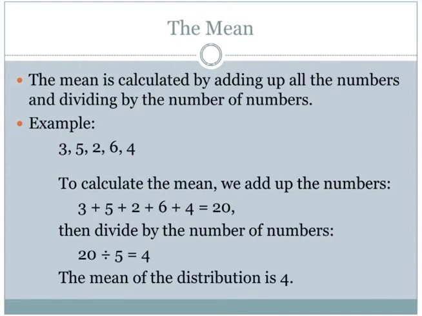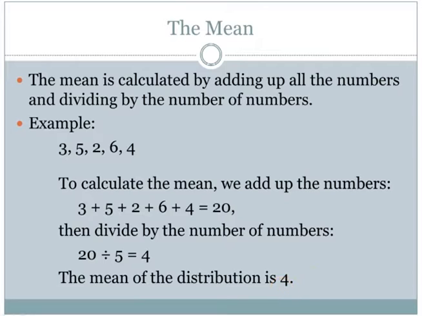To get the mean, you add up all the numbers and divide by the number of numbers. So if we wanted the average, or the mean, I should say, of 3, 5, 2, 6, and 4, we would add up 3, 5, 2, 6, and 4, which would give us 20. We divide by n, or the number of numbers. In this case, it's 5. 1, 2, 3, 4, 5. So 20 divided by 5 is 4. The mean of the distribution is 4.